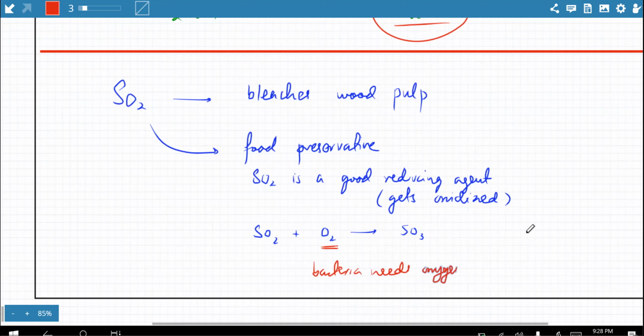So once you add it in food, ये chips वगैरह के पैकेट्स के अंदर, once you add sulfur dioxide, it would get rid of the oxygen. खुद सारी consume कर लेगा. It's going to form SO3. So bacteria wouldn't get oxygen, and if bacteria doesn't get oxygen, the bacteria is going to die. So the food would remain preserved.